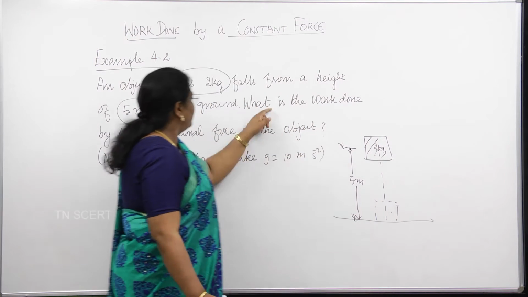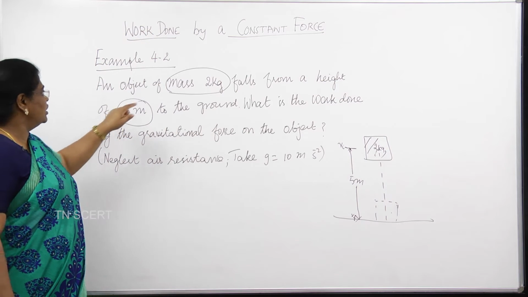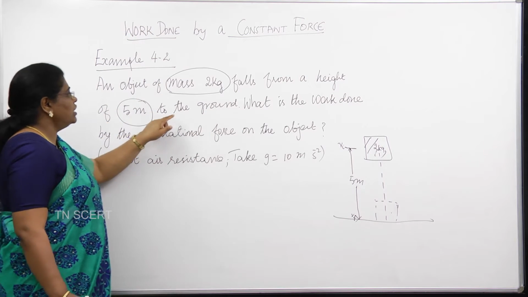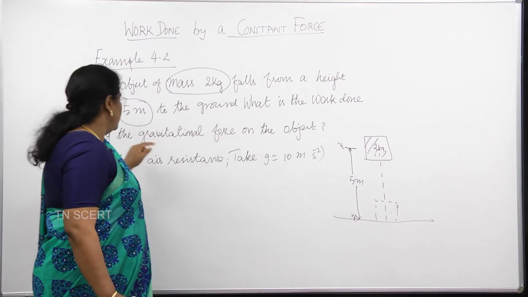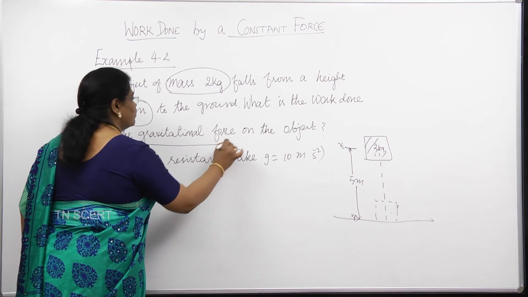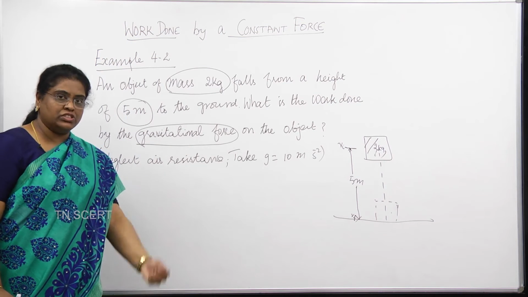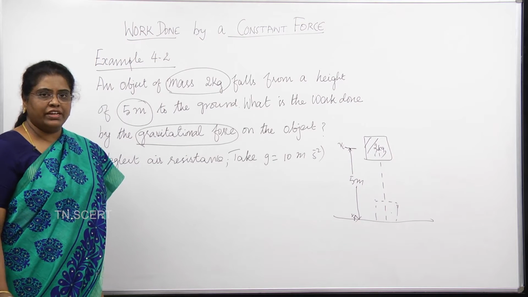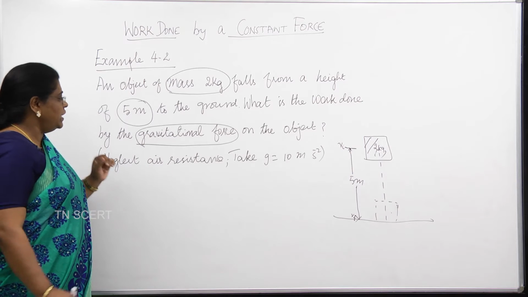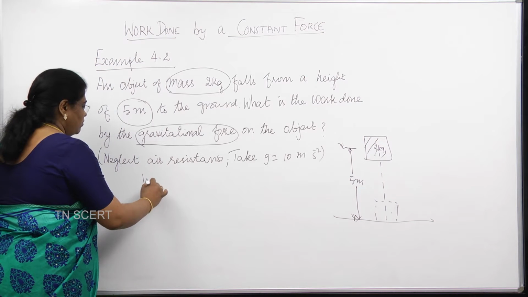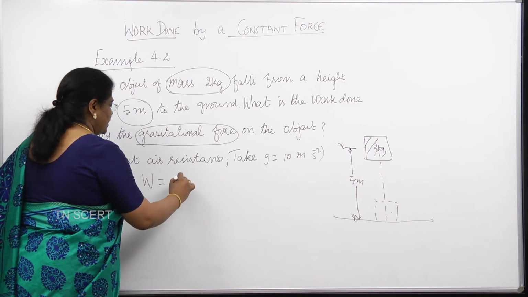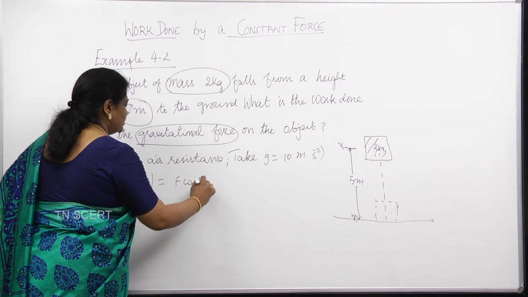Now let us read the problem again. It falls, and what is asked is the work done by the gravitational force on the object. So, what is the force? Gravitational force, because it is falling under the influence of gravity. And let us recollect our formula. Work done is equal to F cos theta.